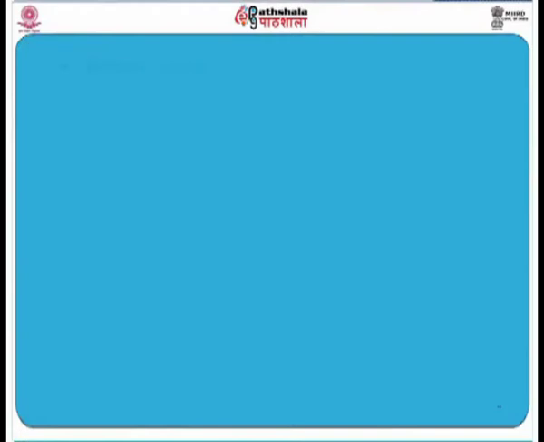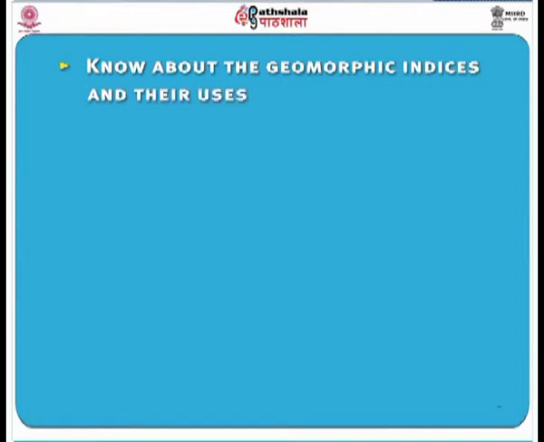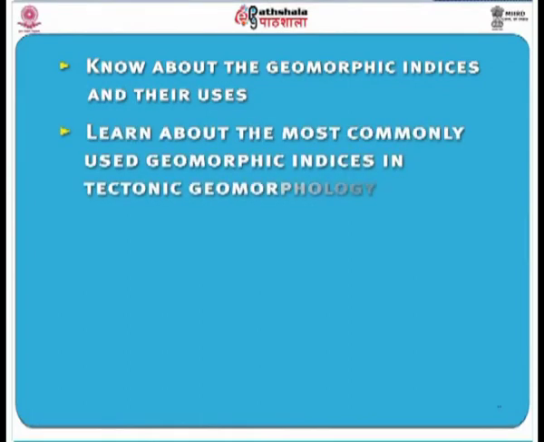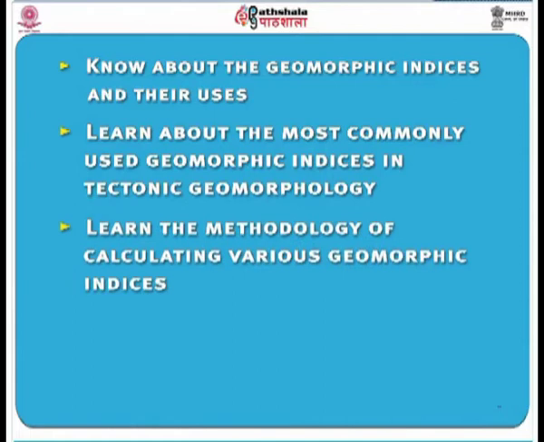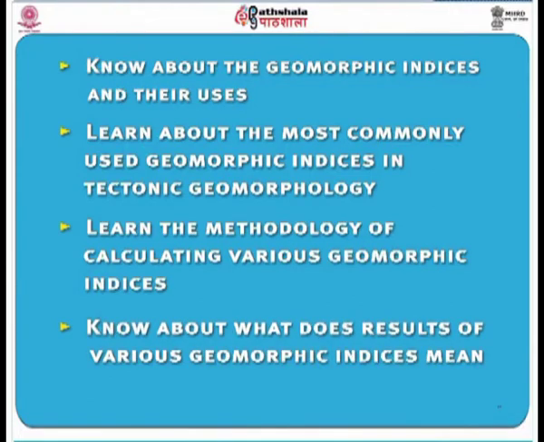We will discuss about some of the most commonly used geomorphic indices and how to calculate them and what does their result mean. After studying this module, you shall be able to know about the geomorphic indices and their uses, learn about the most commonly used geomorphic indices in tectonic geomorphology, learn the methodology of calculating various geomorphic indices, know about what does results of various geomorphic indices mean.